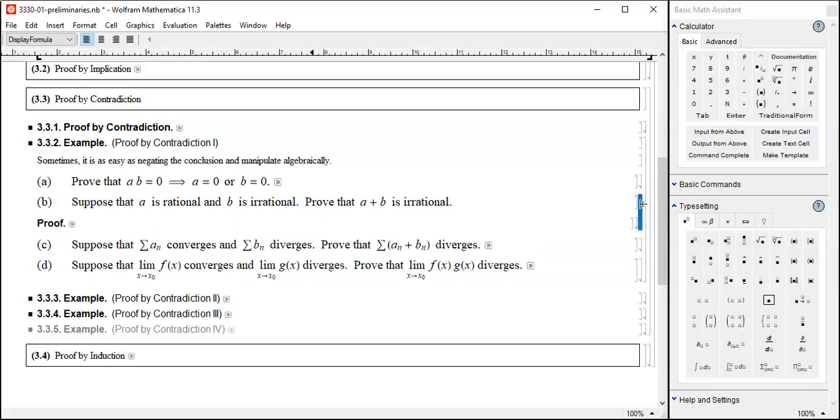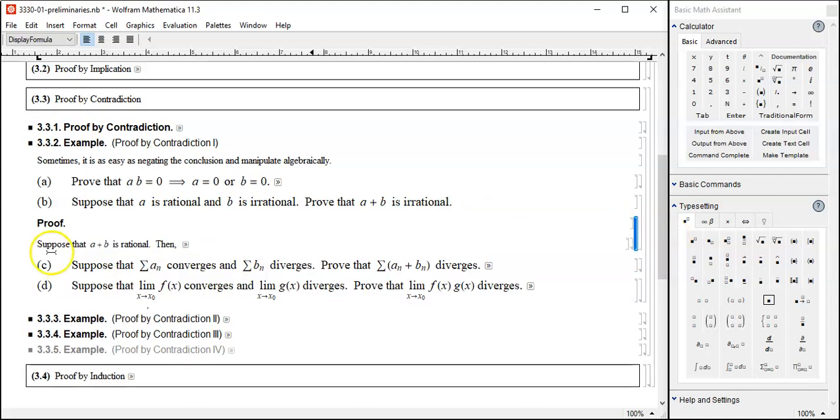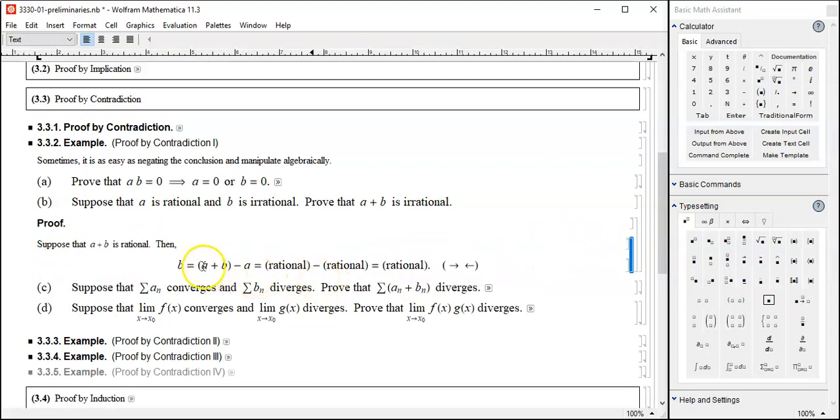We use proof by contradiction. We'll assume A plus B is rational because we have to prove A plus B is irrational. So let's suppose this is false. Assume A plus B is rational, and we're going to go from there. So suppose that A plus B is rational, and then we do a bit of manipulation like this. B is equal to A plus B minus A. Is that clear to everybody?